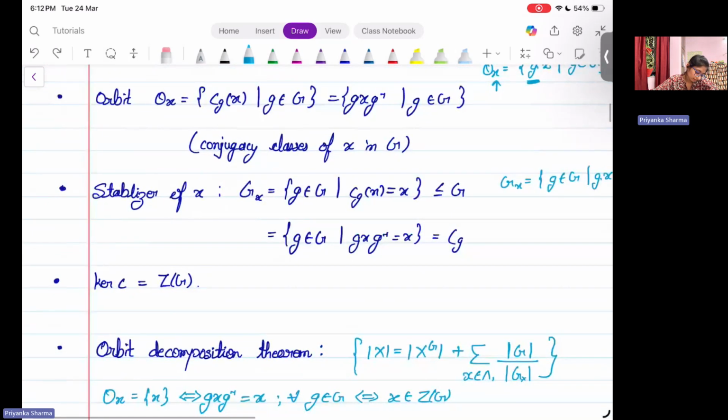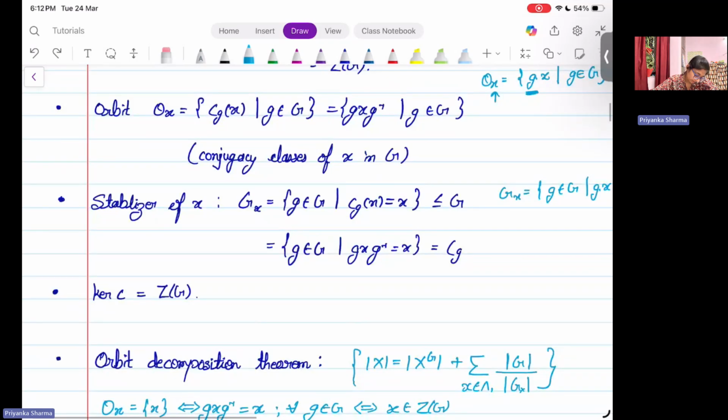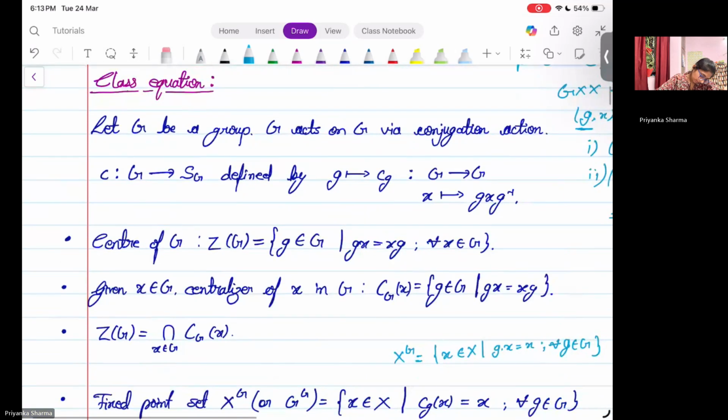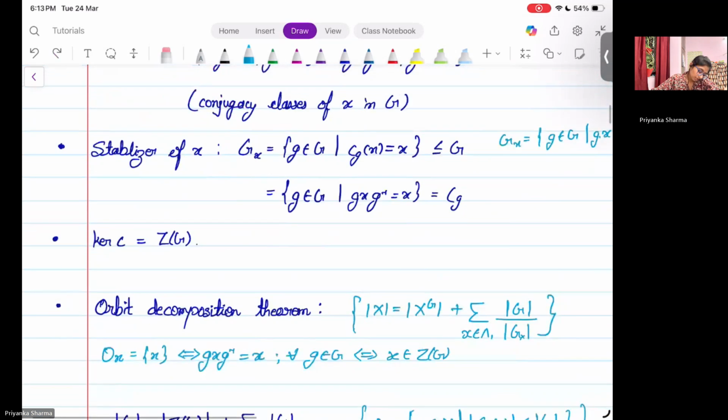Now, what will be the kernel of c? What is this c here? c is the group action. So the kernel of this group homomorphism will be the center.